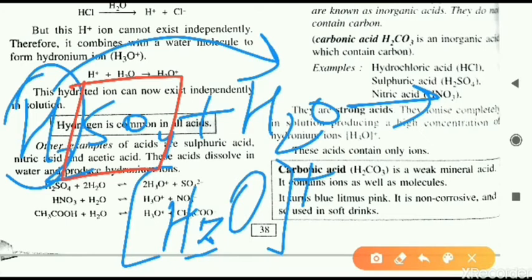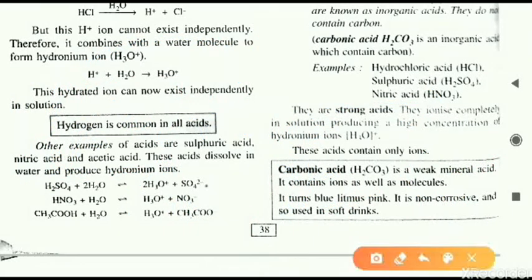SO4 means sulfate, and sulfate is a negative radical, that is SO4 2 minus. So what we will get in remaining part is SO4 2 minus ion will remain. One part is H3O positive, that is positive ion. Another one is SO4 2 minus. So that is how the equation is formed here.